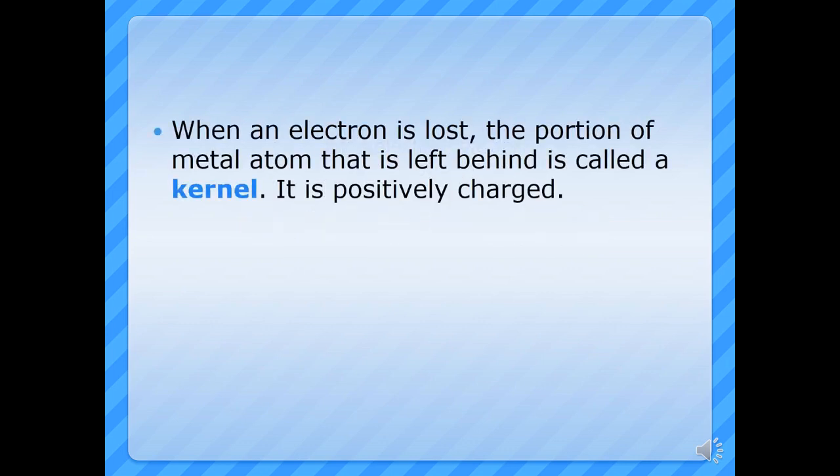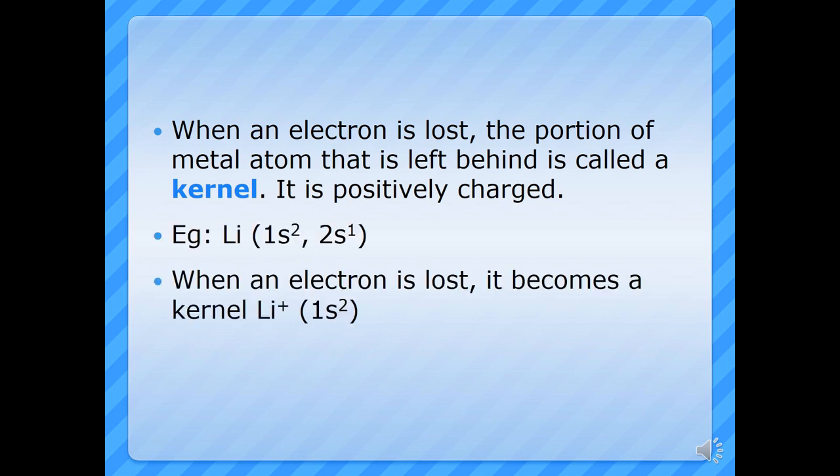As we know, when an atom loses an electron, it becomes a positively charged species, which we call a cation. Now, according to the free electron theory, when a metal atom loses an electron, it becomes a positively charged species, and this positively charged species is called a kernel. In other words, when a metal atom loses an electron, the part of the metal atom that is left behind, which is positively charged, is called a kernel.